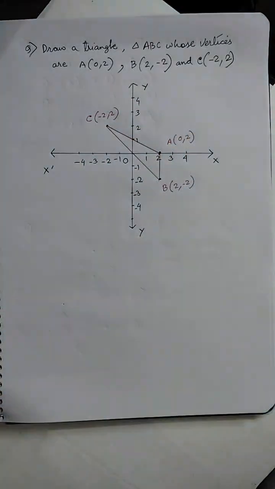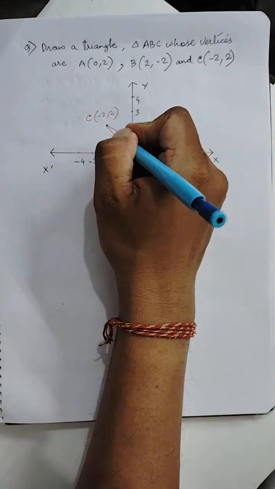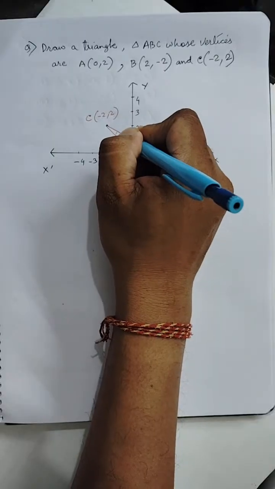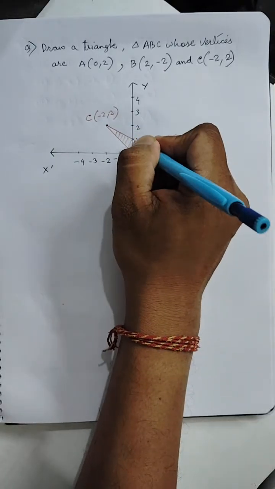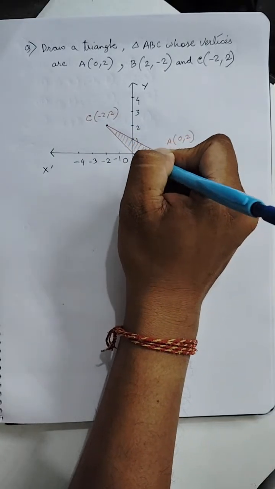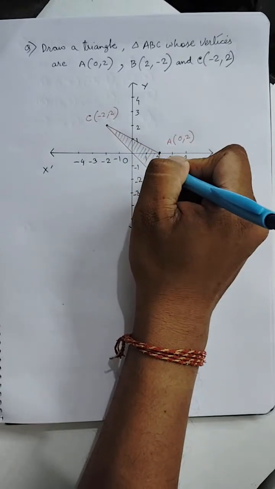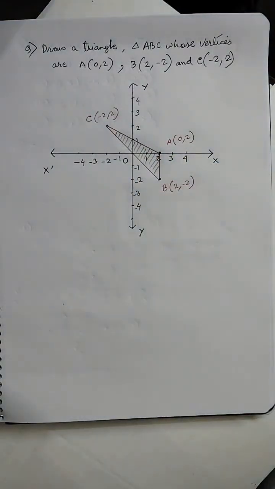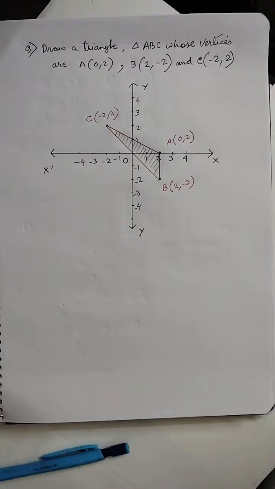If you want, you can do some shading. शेडिंग यहाँ इतना ज़रूरत नहीं है. अगर आप ग्राफ में करते हो तो शेडिंग कर दीजिएगा ताकि डायग्राम थोड़ा प्रोमिनेंट दिखे. ठीक है. तो ये हो गया हमारा डायग्राम, ट्रायंगल ABC.